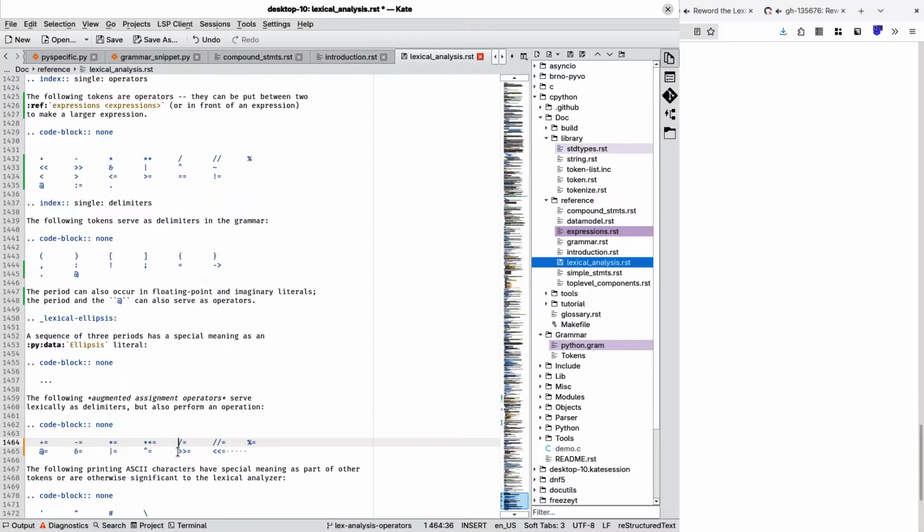Should we make a mention on line 1459 about the walrus, or use the term walrus? For this? Oh, I was thinking further down where we talk about the augmented assignment operators. Well, the walrus is not one of those. Isn't it the... Oh, I see. Right, okay. The walrus is an operator, yeah, colon equals. Oh, I see. Okay.